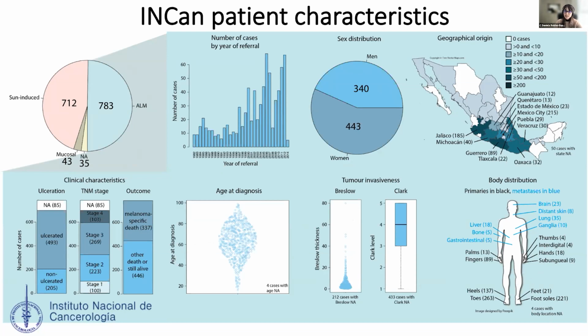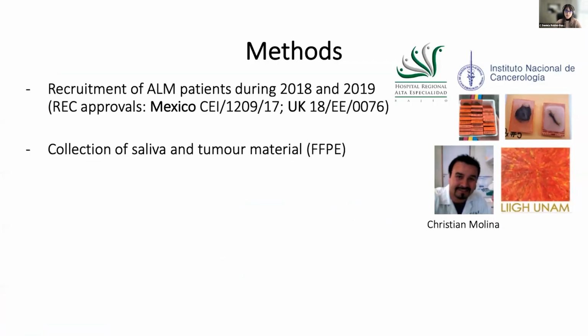There's some in the hands as well, and some patients already have metastases, mainly to the lung, to the brain, and to the liver. Okay, so when these patients go to a follow-up appointment, we ask them if they want to join the study, and if they agree, they provide a sample of saliva and tumor material in FFPE form.